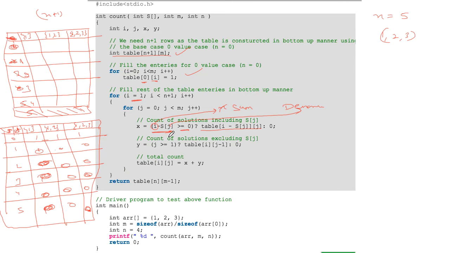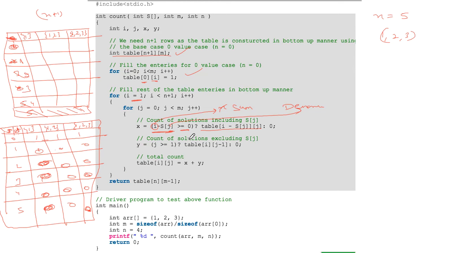So if I include it, then my new problem becomes what? I minus s of j. If I include it, then I need to check whether it is already populated in the table or not. If it is populated in the table, that means its value will be greater than 0.